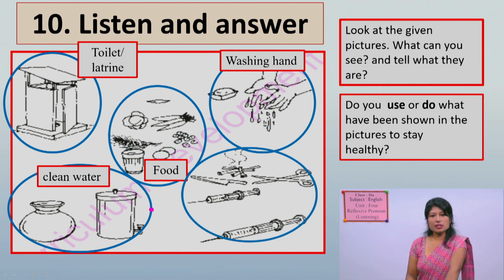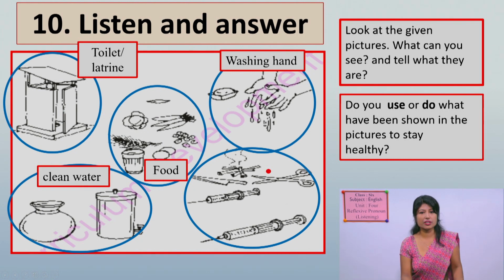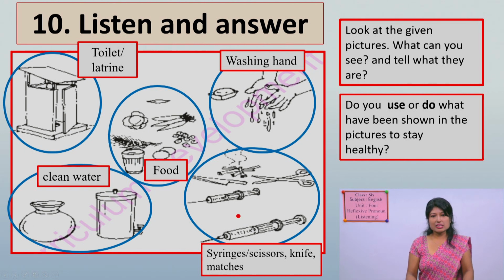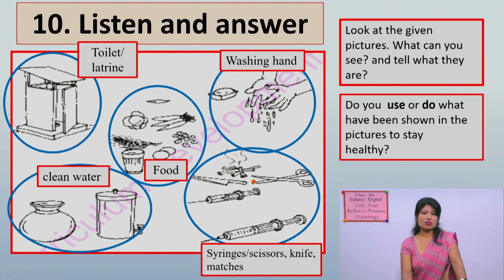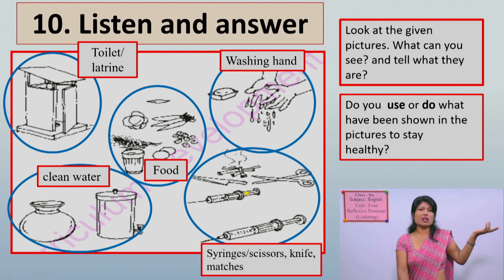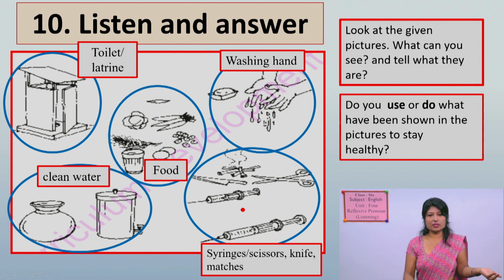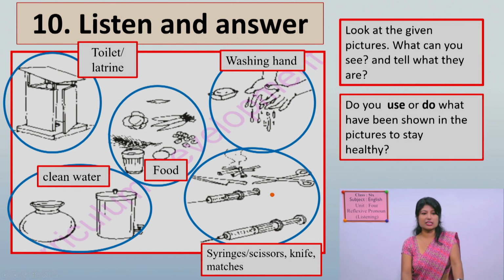And then what are the things over here? There are many things over here. We can see syringes, scissors, a knife, and matches. We should not give children these things to play with. Scissors, knives, and matches could be dangerous. And syringes might refer to drugs, or they might refer to medicine as well, to give medicine. So these are syringes. Okay, now let's move to the next.